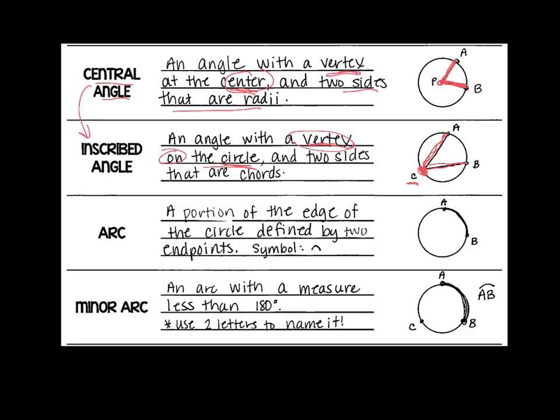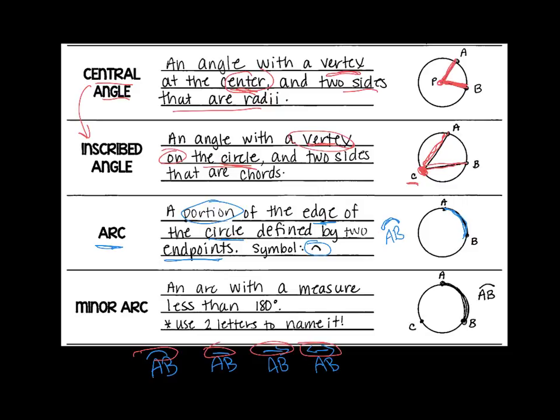So those are the two basic angles that are referred to in circles. Next, we move on to arcs. And so what's an arc? It's a portion of the edge of the circle defined by two endpoints. So over here we have arc AB, right? And we use this little arc symbol over the top. So now we have arc AB, we could have segment AB, we could have ray AB, we could have line AB. So the idea of the symbols over the top of those two letters is incredibly important.